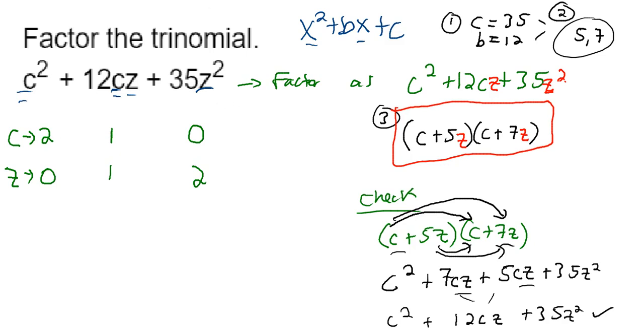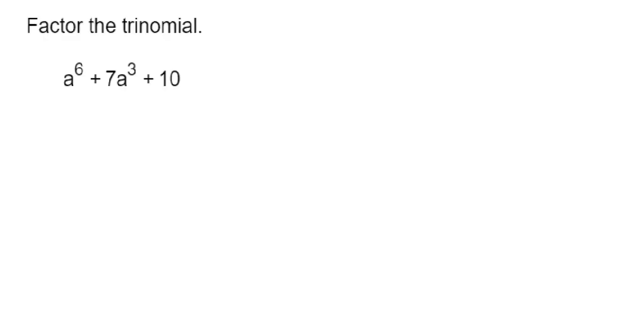All right. The last example I have here for you is this one. We have a to the 6th power plus 7a to the 3rd power plus 10. So this, again, doesn't fit our formula of x squared plus bx plus c, but we can make it fit this. It has some similarities. Let's just start by saying that, right? There's 3 terms. This is a trinomial. It's 3 terms. That's why it's called a trinomial.